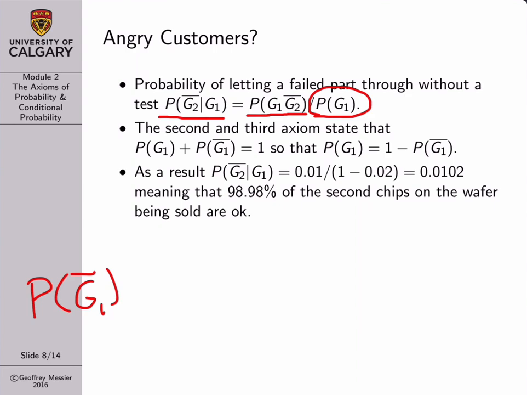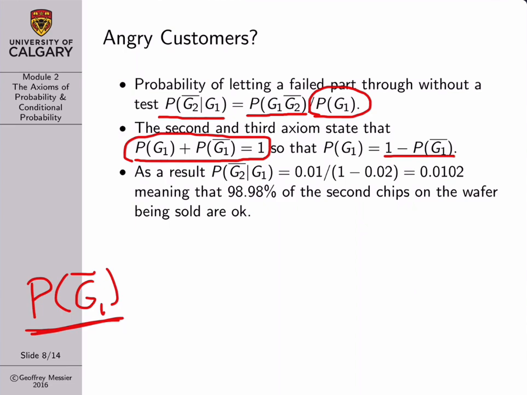So by the third axiom, we can add their probabilities together. We also know that if this is a universal set, the sum of all these probabilities has to equal 1. And so using the second and the third axiom together, we can write the probability of chip 1 being good plus the probability of chip 1 being bad is equal to 1. Or in other words, since we know the probability of chip 1 being bad, the probability of chip 1 being good is just 1 minus the probability of chip 1 being bad.